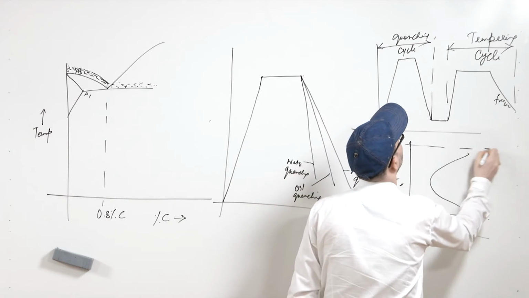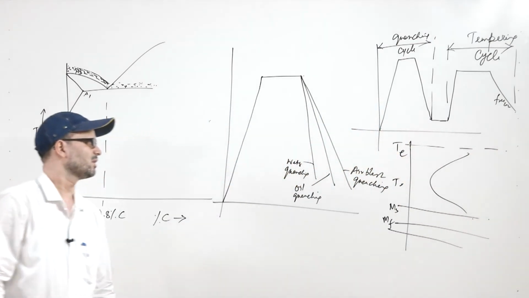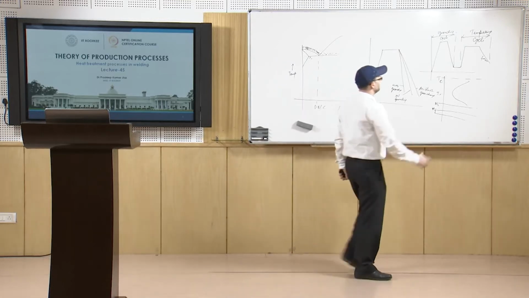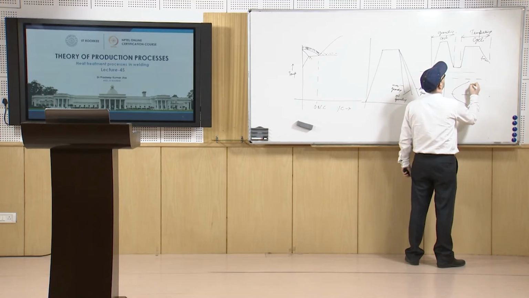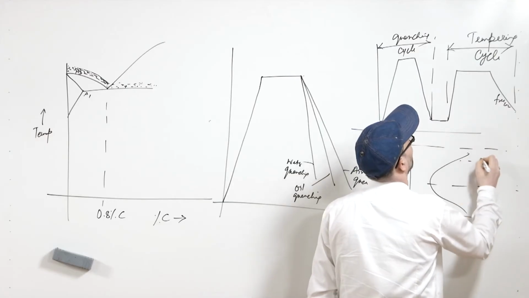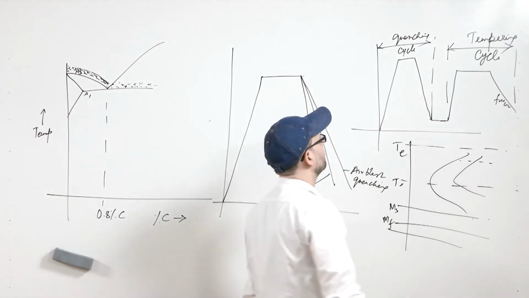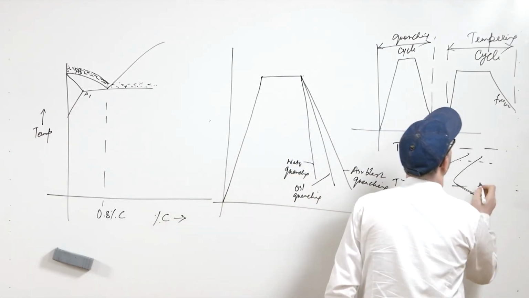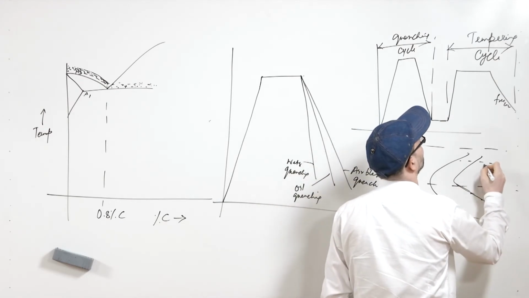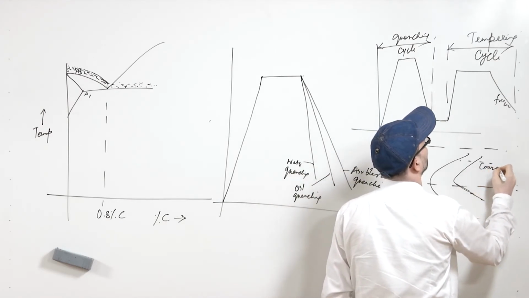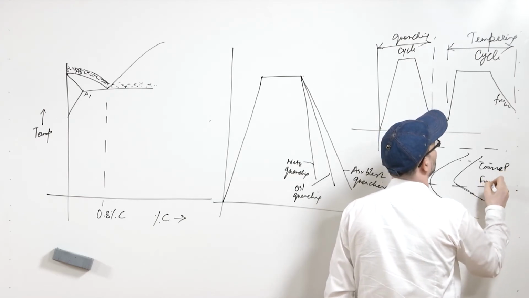So, you will have this as the equilibrium temperature. Now, as we know, this is the nose of the C curve, and you will have this kind of C curve. In this zone you get coarse pearlite, and this is the fine pearlite.